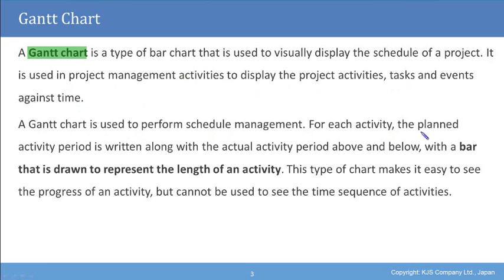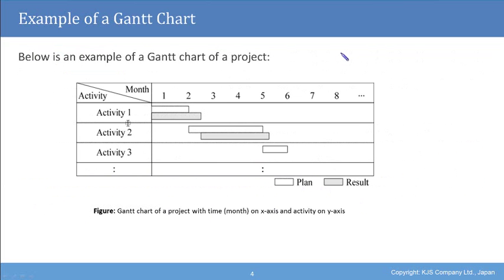For each activity, the planned activity period is written along with the actual activity period above and below, with a bar that is drawn to represent the length of an activity. This type of chart makes it easy to see the progress of an activity, but cannot be used to see the time sequence of activities. Below is an example of a Gantt chart of a project.